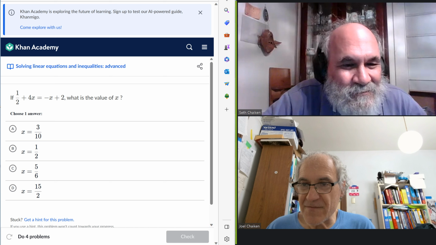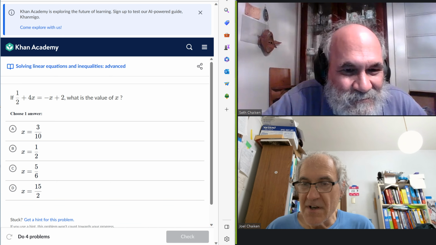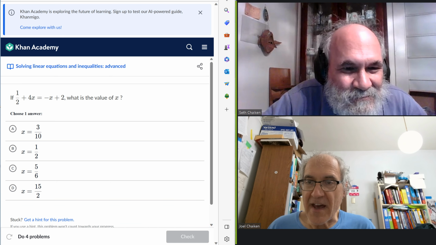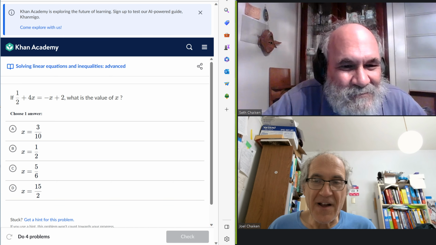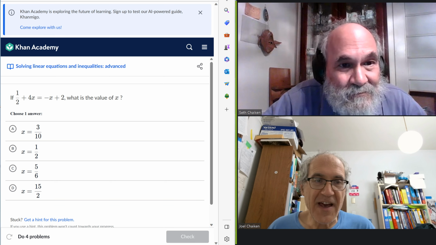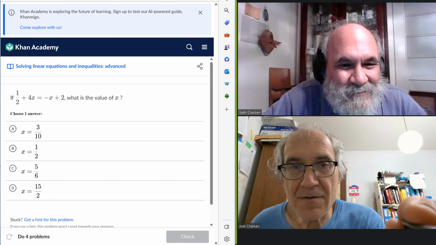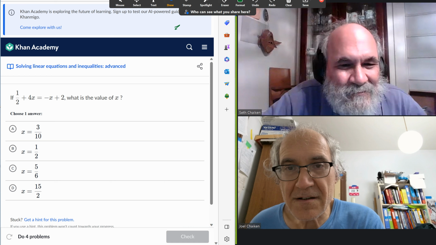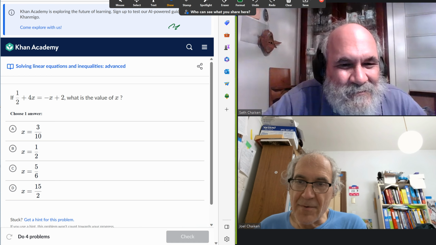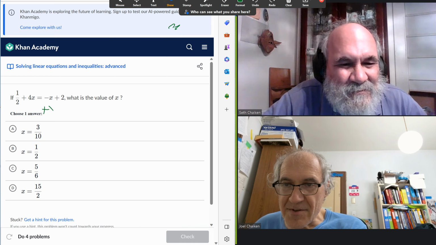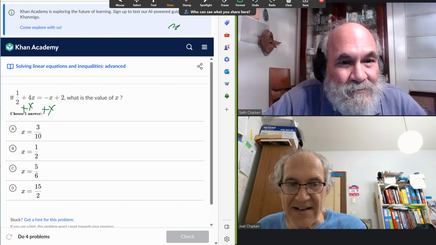If 1/2 plus 4x is negative x plus 2, what is the value of x? Seth would say just follow your nose and solve for x. Let's annotate. What does that mean? That means to add an x to both sides to get the x isolated.